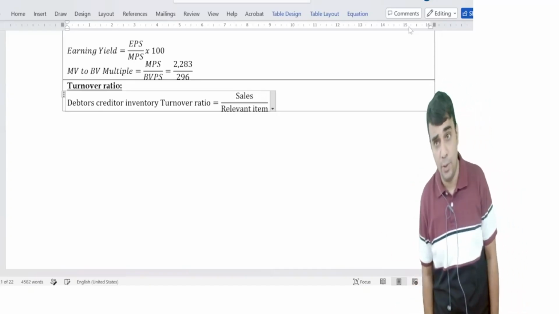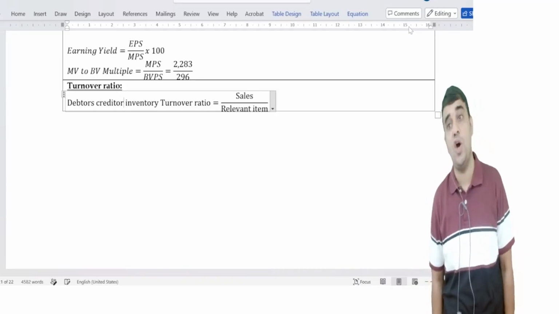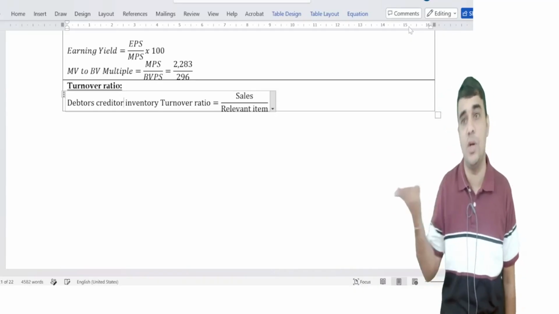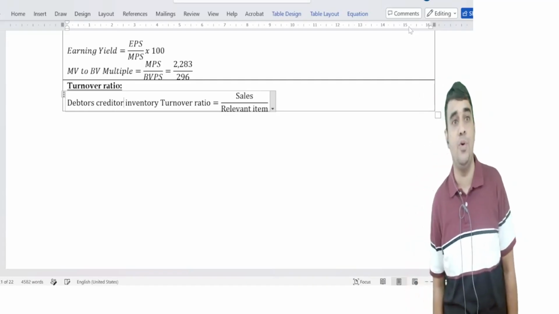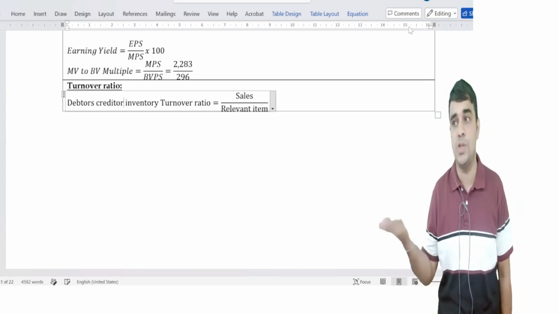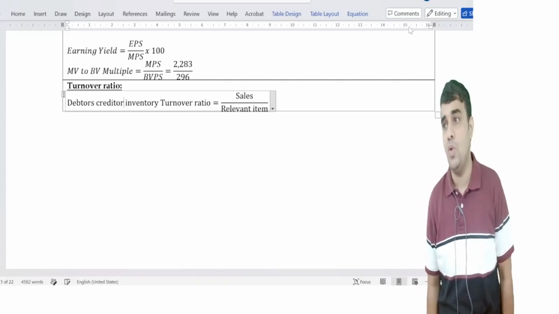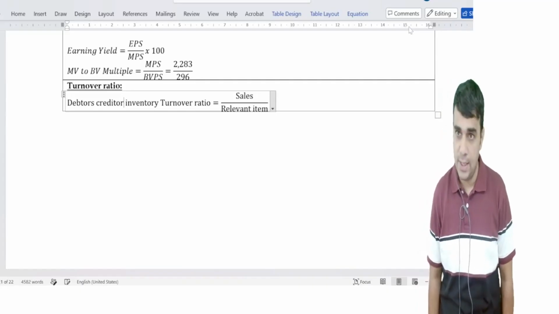Is this the only rule? No. Some question may say fixed assets turnover ratio on COGS. On COGS means do on COGS. I can't say that time you do it on sales. Some question may say debtor turnover ratio on COGS. Please do it on COGS. If they have told on COGS, I can't tell you to change it. General rule is everything on sales except three.